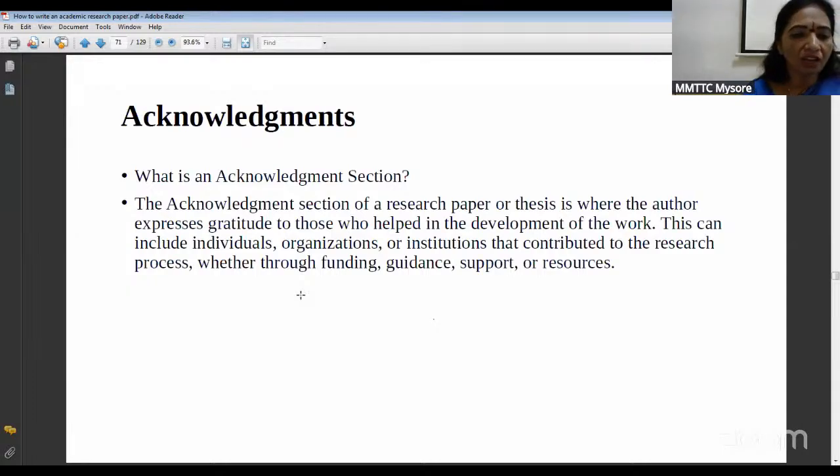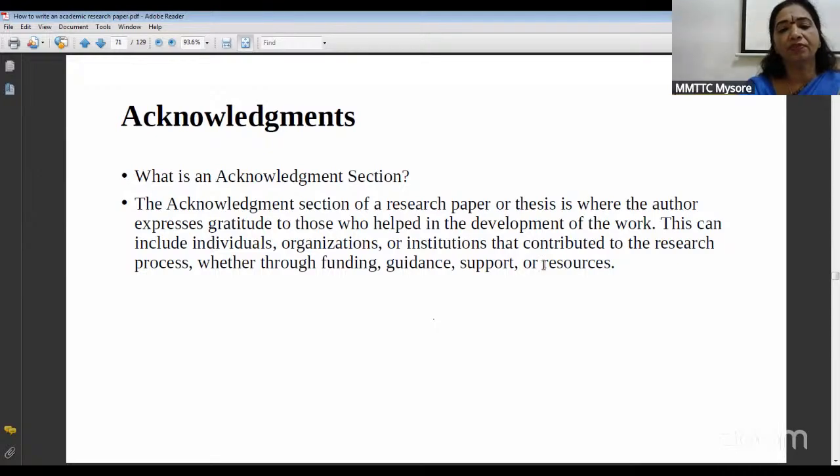So next comes the acknowledgement. After writing a conclusion, you should write an acknowledgement. What is an acknowledgement? Acknowledgement is giving credit to the people who have helped you. So showing gratitude. The author of the paper will show gratitude to those who helped in the development of the work. This can include individuals, organizations, or institutions, and even the funding agencies which granted the project or the fellowship. Okay, and also one person may be helping you in solving certain sections. So you can also acknowledge that person for helping, whatever the purpose, and resources also you can acknowledge.